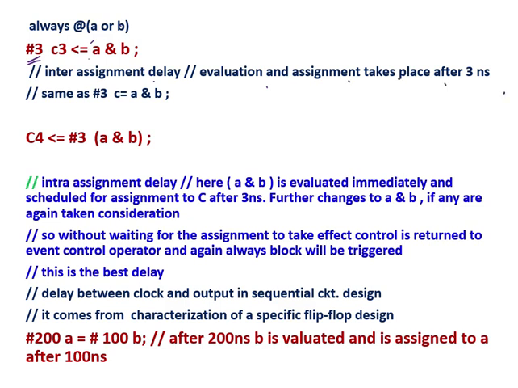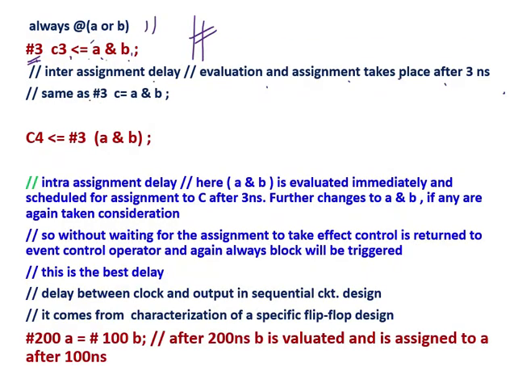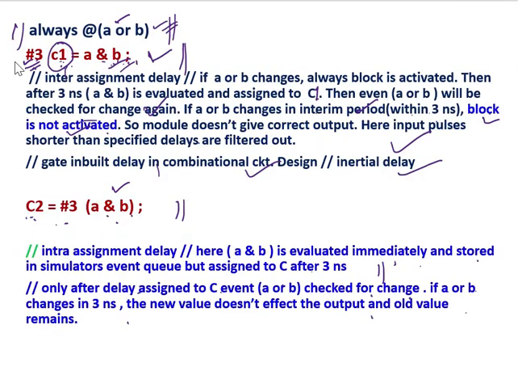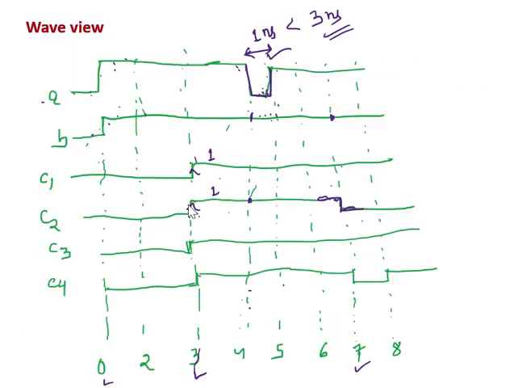That is correct, because once A or B changes, this always block will be activated. Then A and B value will be assigned to C3 after 3 nanosecond. So this statement is similar to the first statement, always @(A or B) #3 C1 = A & B. So these two statements are same, so they should give the same result. Here it is blocking, and here it is non-blocking assignment, but these two give the same result. You can see here C1 and C3 give the same result.